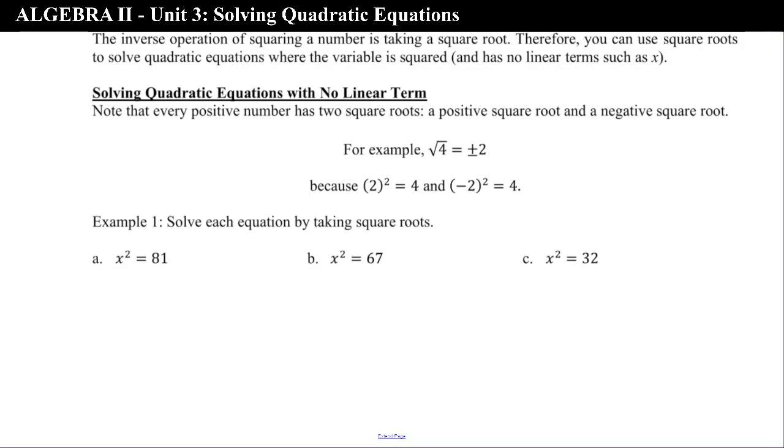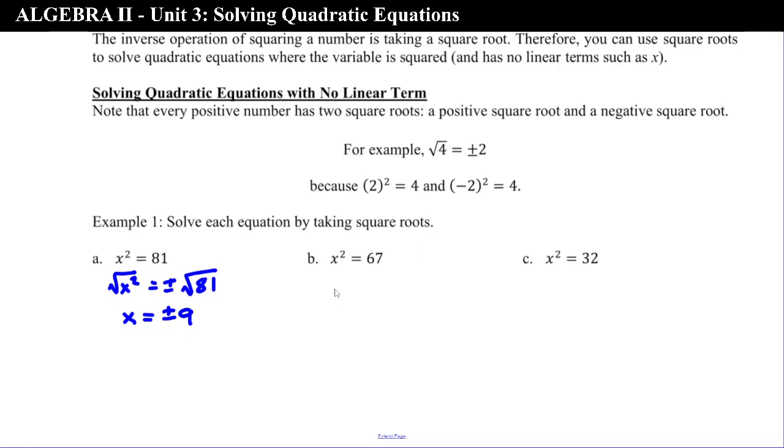So let's do a few of these examples, and let's start off with a few easy ones. In example A here, we have x squared equals 81. To solve this, we're going to take the square root of each side. And when we do so, we're going to end up with plus or minus the square root of 81. The square root of x squared is going to be x, and the square root of 81 is 9, so it's going to be plus or minus 9.